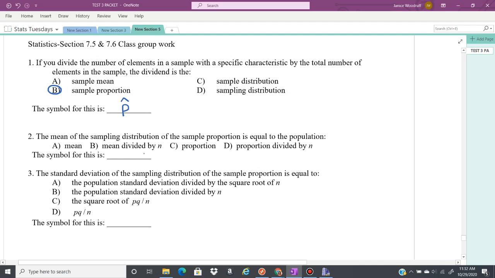Number 2, the mean of the sampling distribution of the sample proportion is equal to the population proportion. And the symbol for this is the mean of p hat.